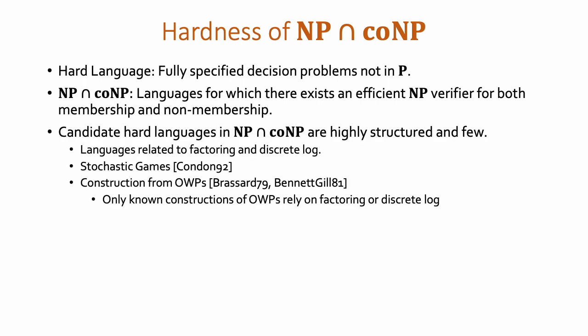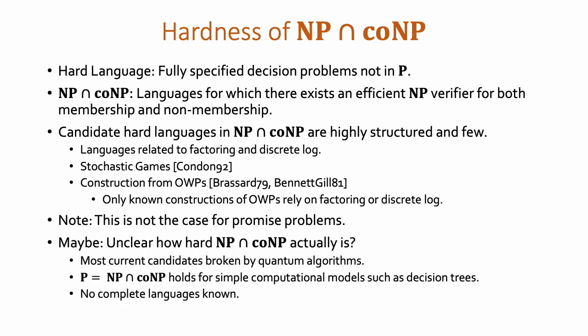When it comes to hard languages in NP intersection coNP, we do have a few candidate constructions, but all of them rely on some highly structured assumptions based on factoring and discrete log. We also have a construction based on one-way permutations, but note that the only known constructions of one-way permutations also rely on factoring or discrete log. On the other hand, this is not the case for promise problems, where it's actually quite easy to build hard languages in NP intersection coNP from unstructured hardness assumptions.